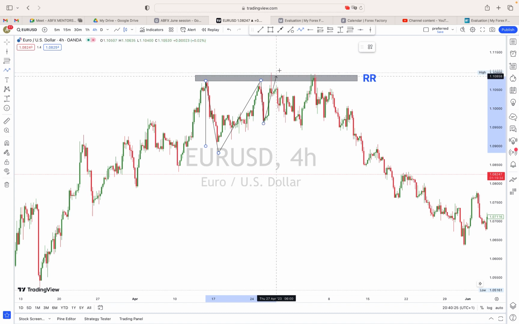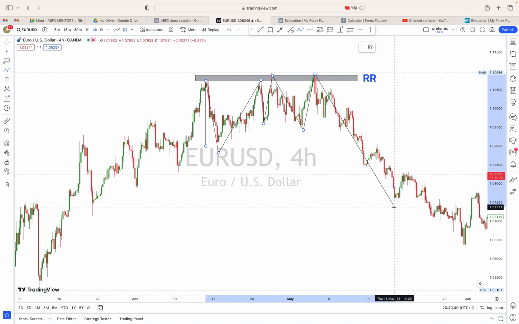It tried to break above the ceiling. It was unable. It came back down. That was the 26th of April. It came down again. Now it tried to go again, this is in May, 4th of May. It was still unable to break above. It finally fell down, right?